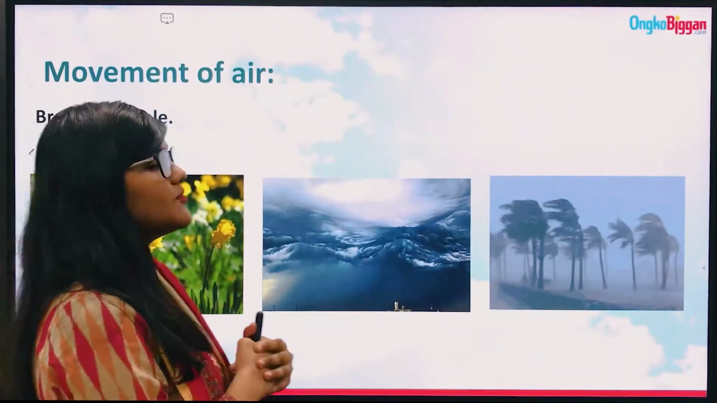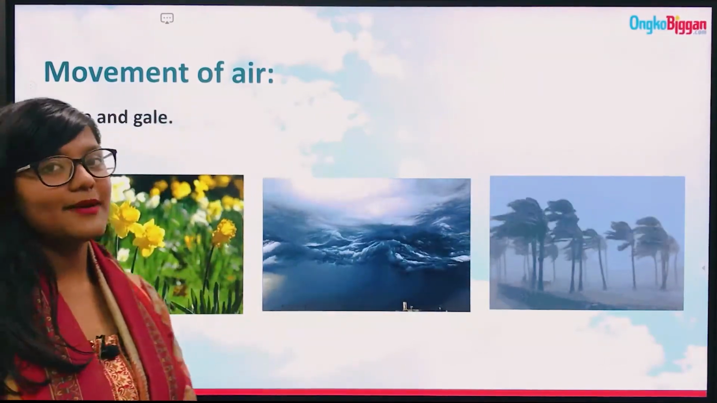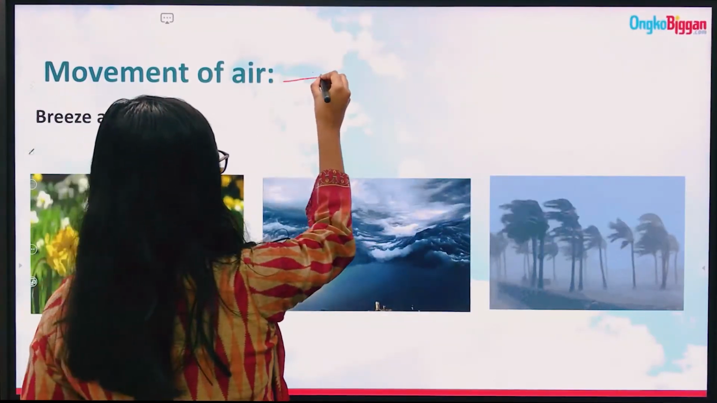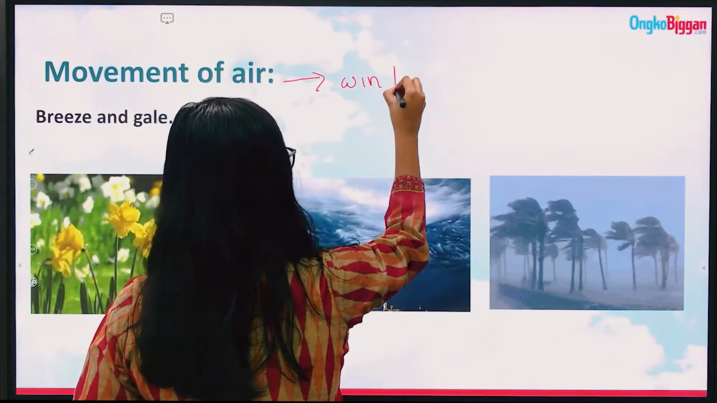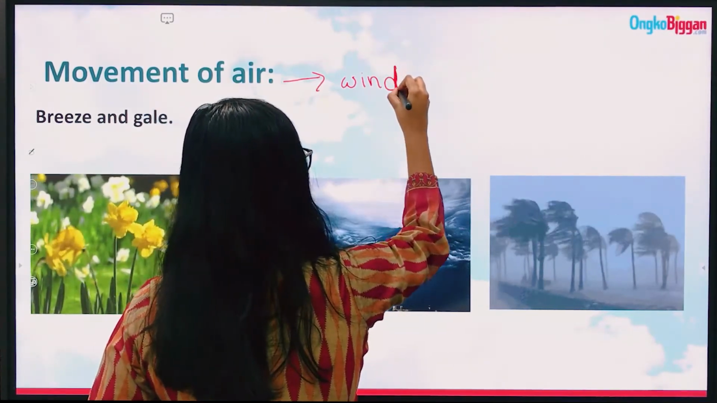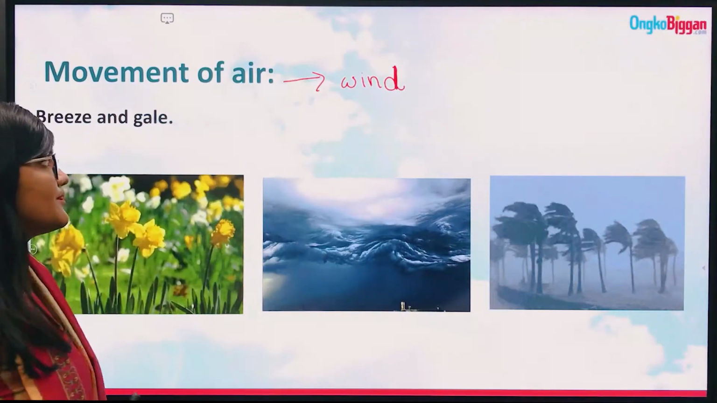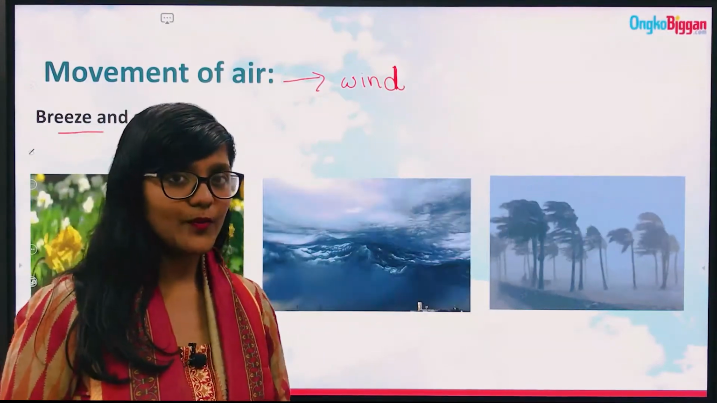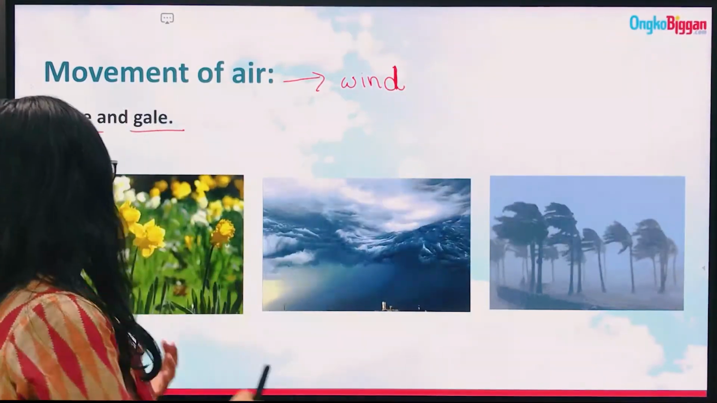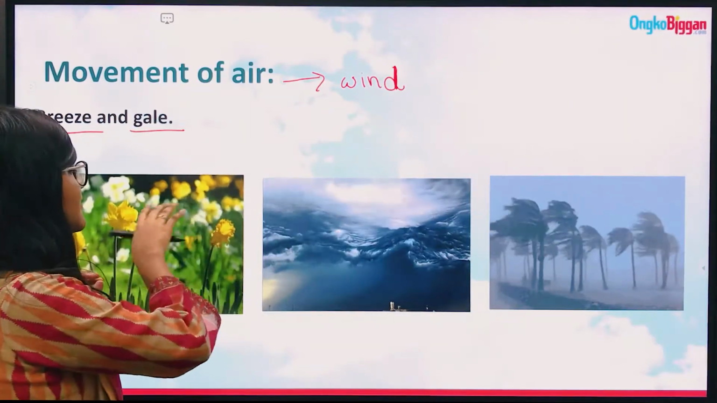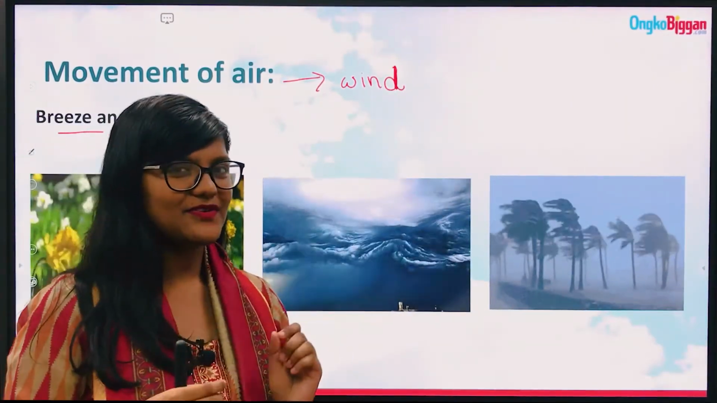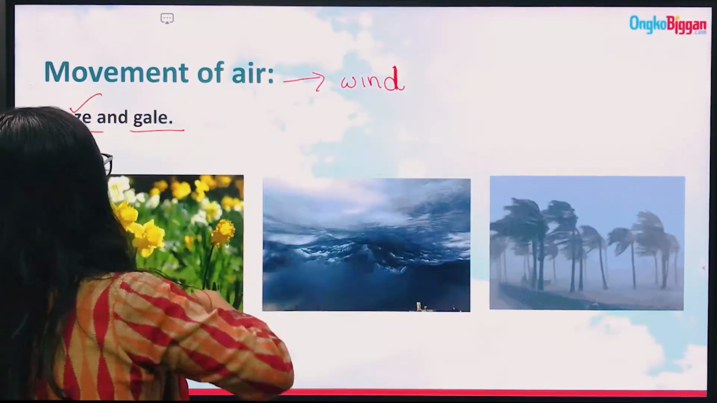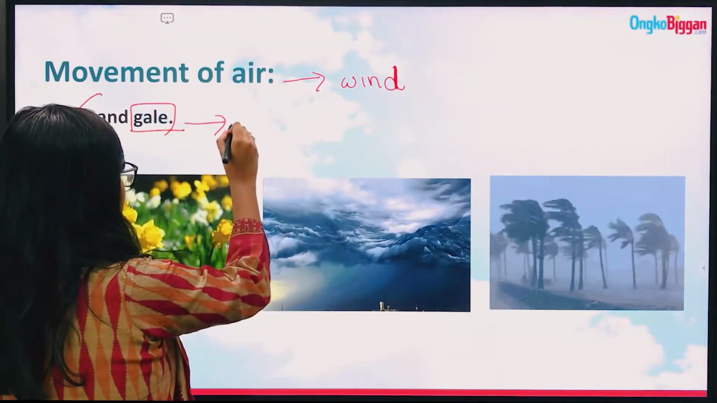So now we'll talk about the movement of air. We learned from the chapter on wind that any movement of air is called wind. So what is breeze and what is gale? When the air movement is very gentle and soft, like when we can see flowers moving due to the wind, and it looks very beautiful, this type of wind is called breeze. And what is gale? Gale is the strongest.